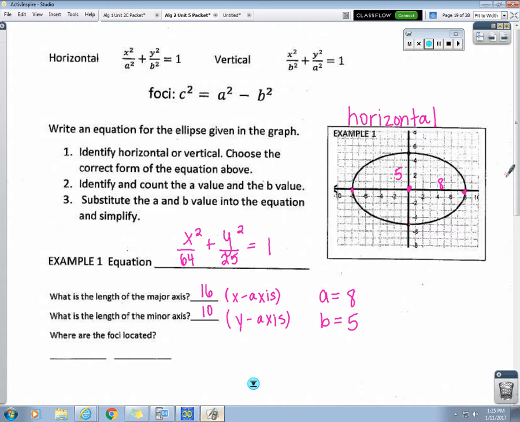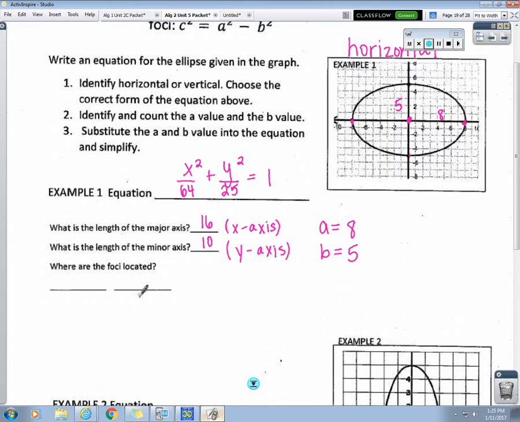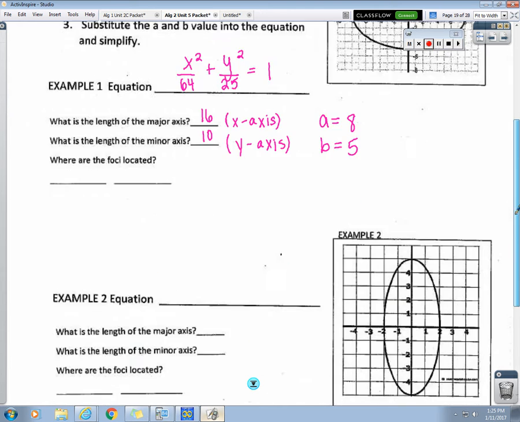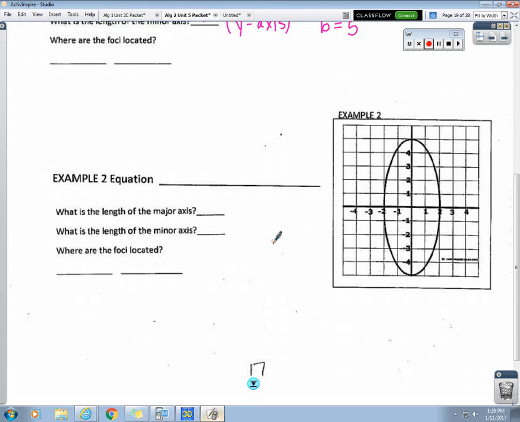Okay, before we learn about foci, let's go down to the second example and try all this again before I throw in something else. Okay, so let's look at example 2. Is that a vertical or horizontal ellipse? Vertical, because it's taller than it is wide. Which axis is the major axis? This time, the y-axis is the major one, right? Because isn't that a lot longer than this one is? So the major axis is the y-axis.